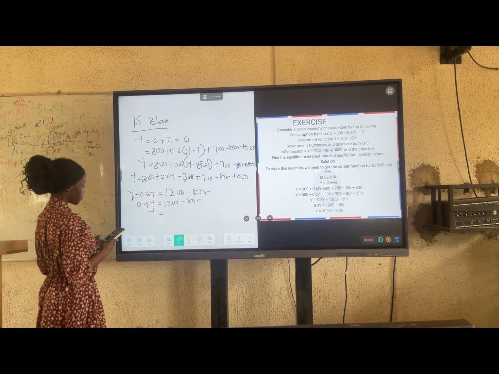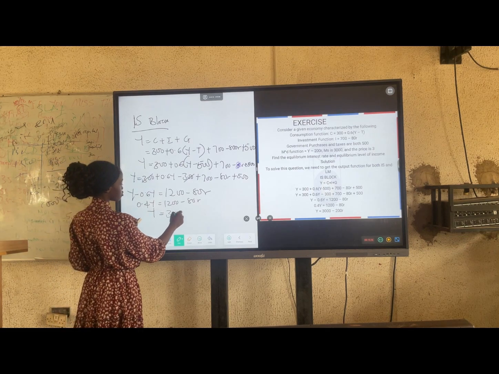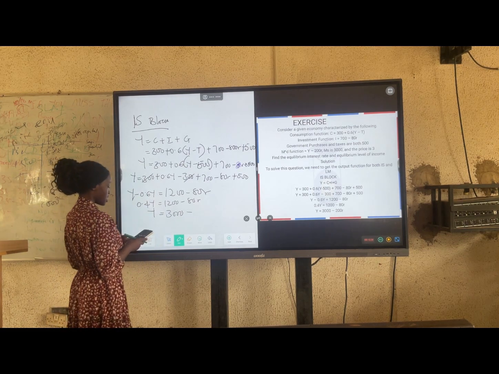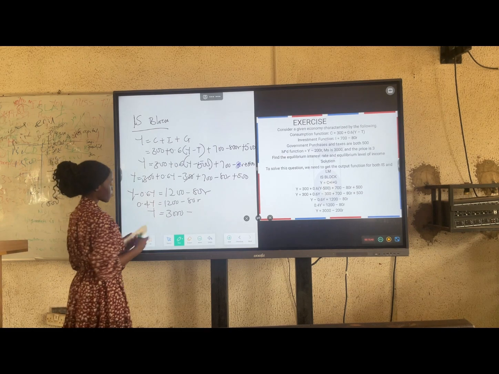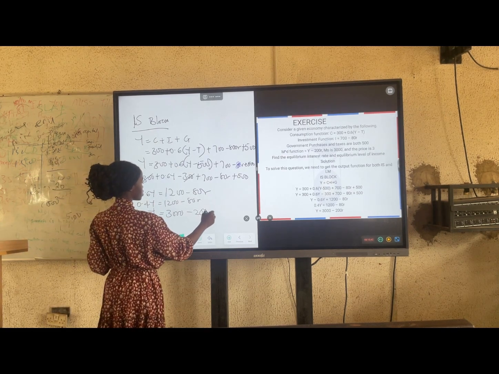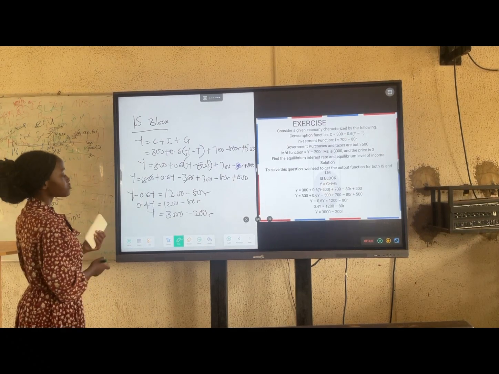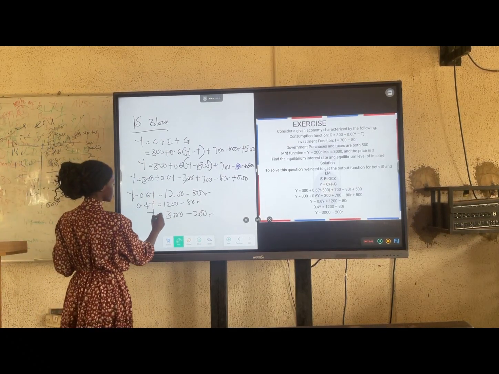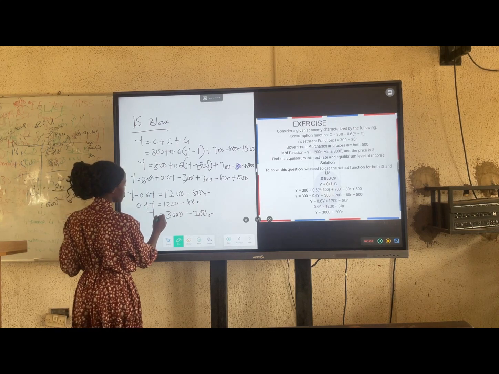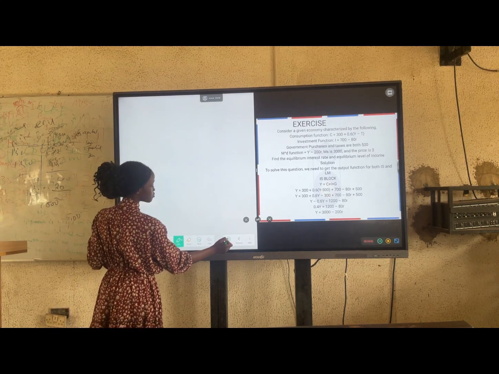That's 3000 minus 200 r. So we've gotten the output function for the IS. Now we're going to be getting the output function for the LM, which is the money market.